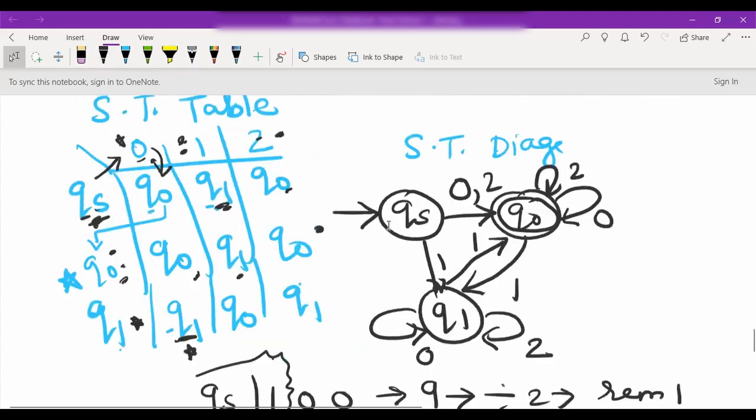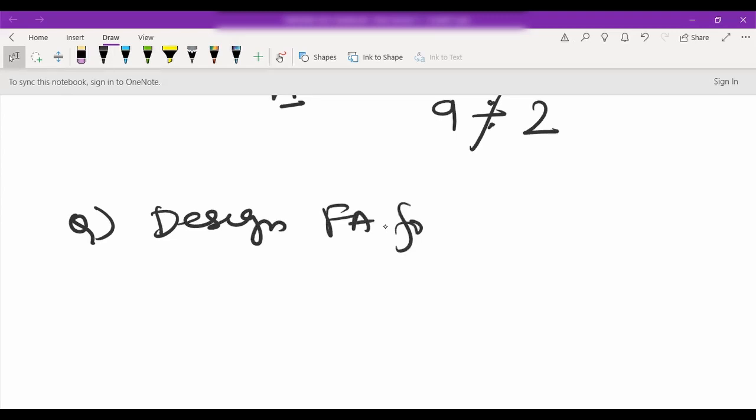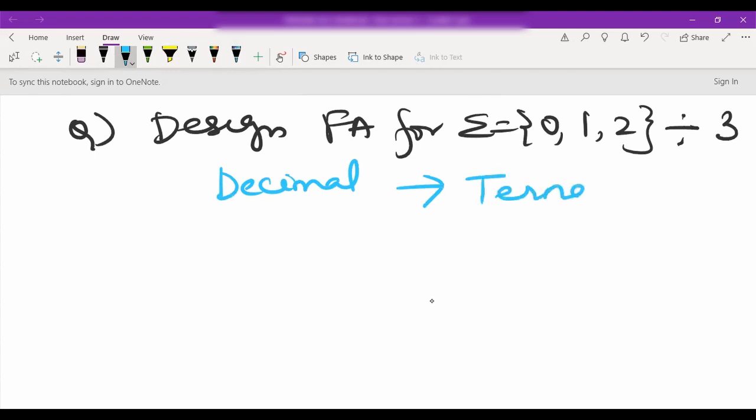Now we will design the same for the ternary number system. We have to design a finite automata for sigma equal to 0, 1, 2, divisible by 3. So everything is ready here. What is divisibility by 3? First of all, we will write down the decimal number and the corresponding ternary number system.